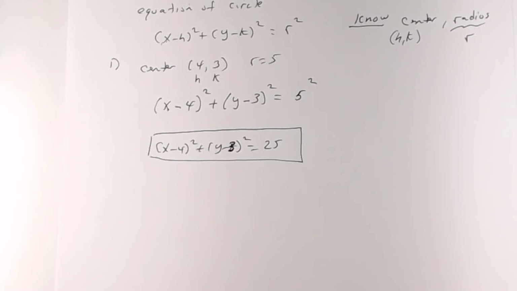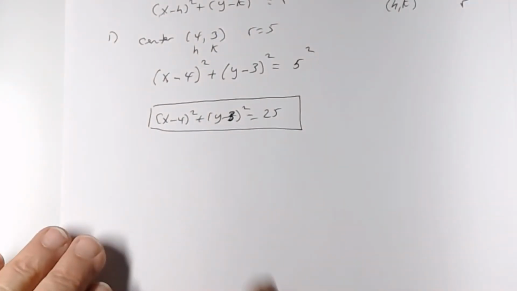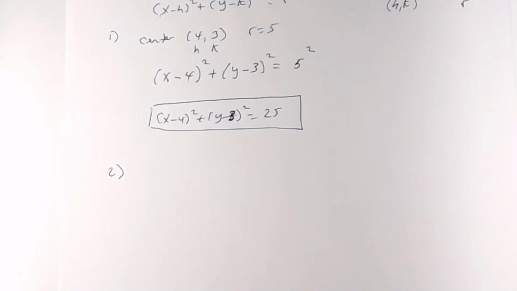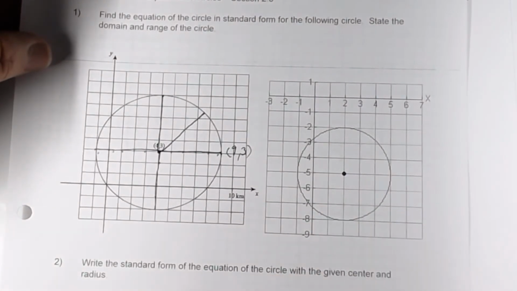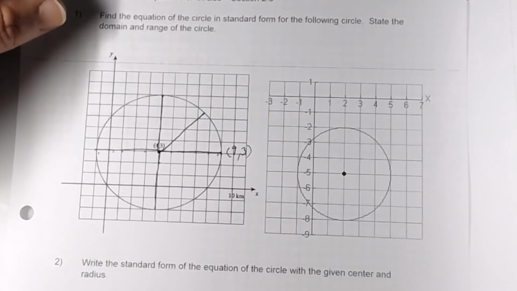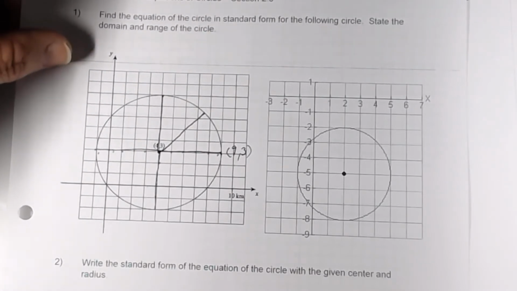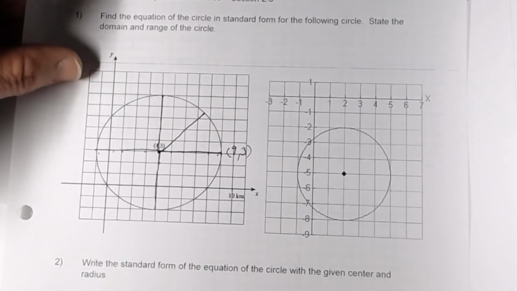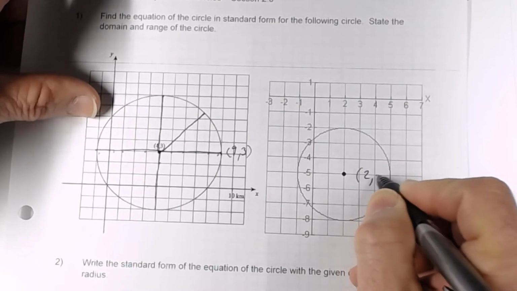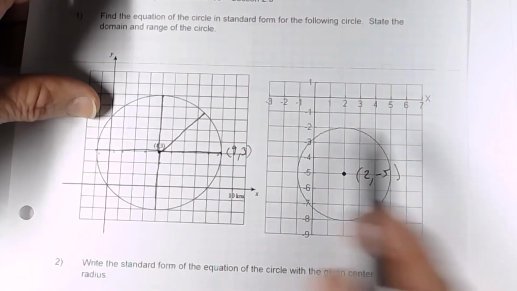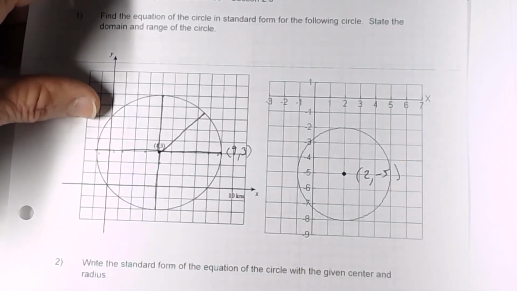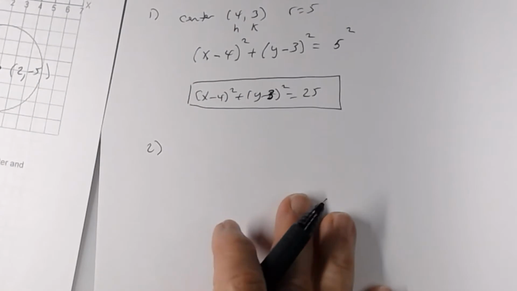Okay? All right, let's look at the other circle. So look at the other circle, and you tell me what the center is. The order matters when you say an ordered pair. 2, negative 5. x goes first. So this center is 2 comma negative 5, right? Don't say negative 5, 2. Negative 5, 2 is in a different quadrant. So I found my center.